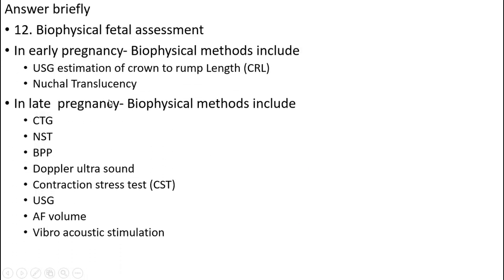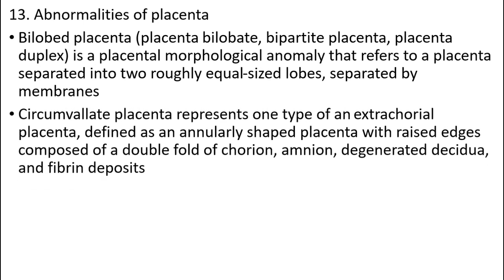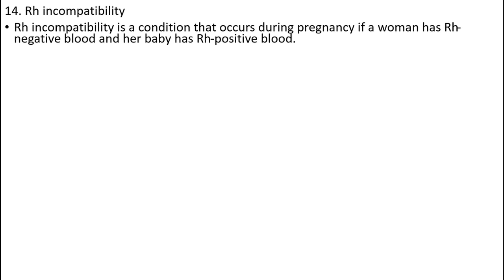Biophysical assessment in early pregnancy includes USG estimation, crown rump length, and nuchal translucency. Late pregnancy includes CTG, NST, BPP, Doppler ultrasound, contraction stress test, USG, amniotic fluid volume, vibroacoustic stimulation. Abnormalities of placenta: bilobed placenta, circumvallate placenta, and succenturiate placenta.